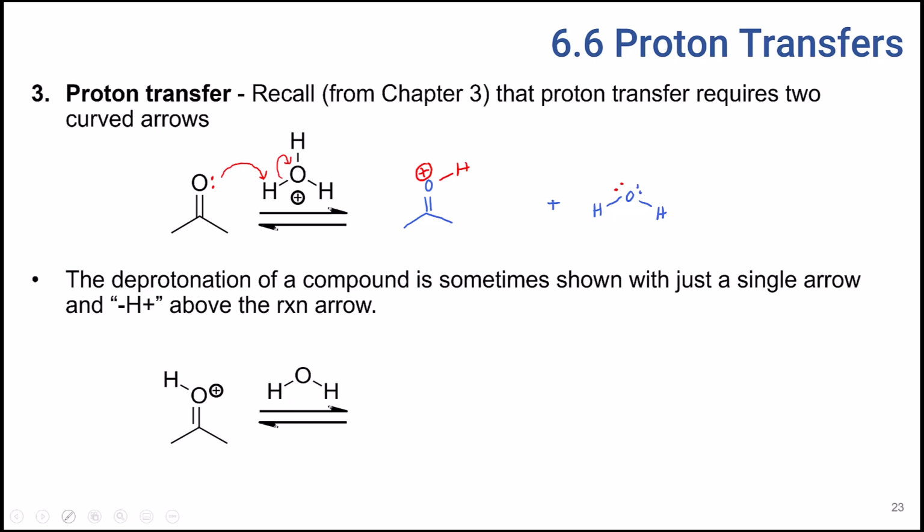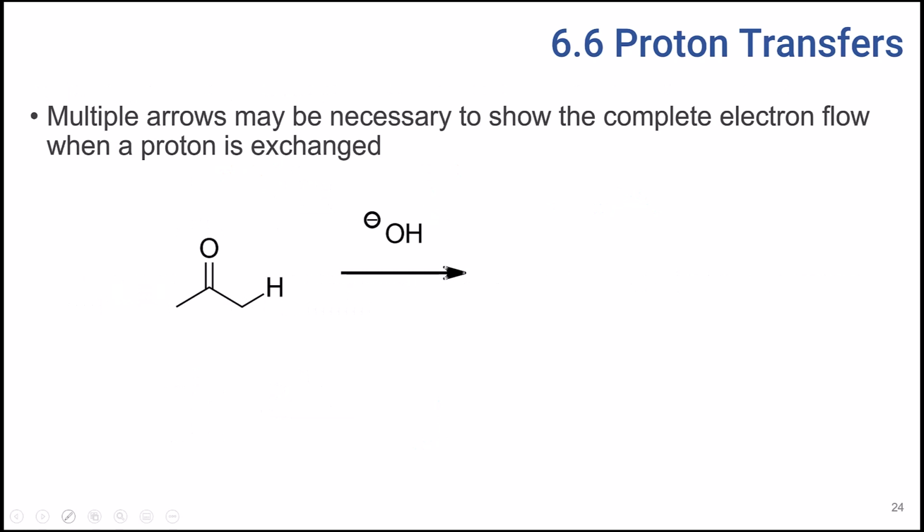The deprotonation of a compound is sometimes shown with just one arrow, so we might just have something like that, and then we get the oxygen. Sometimes we need multiple arrows to show all of the steps wherein a proton is being exchanged. So if I have an OH minus, that's going to grab the proton, and those electrons will go on to this carbon.